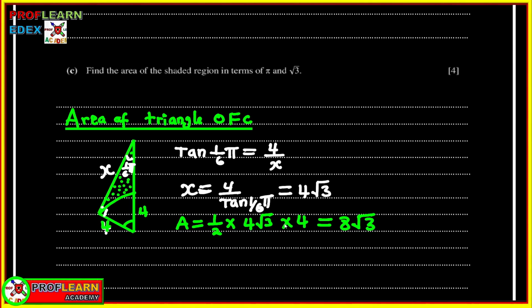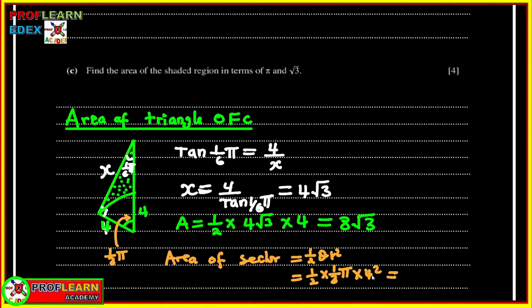Next, we need to know what this angle down here is. And of course, that angle is actually a third. So I can find the area of that sector. Yeah, so if we multiply, we are going to get what? Our final answer becomes, let me just use my calculator and check, 8 over 3 pi.